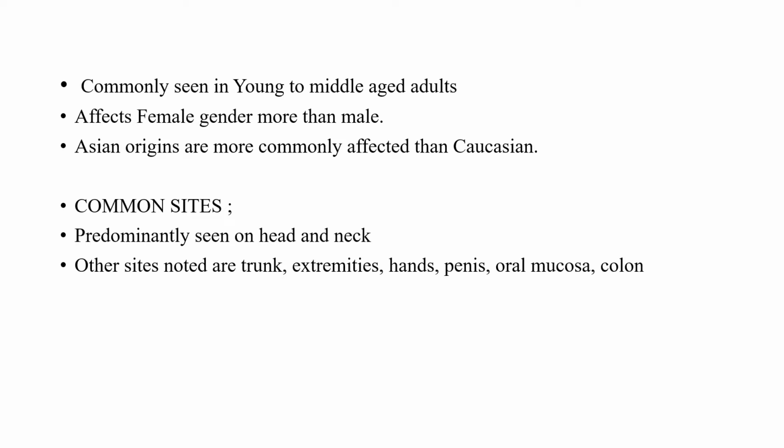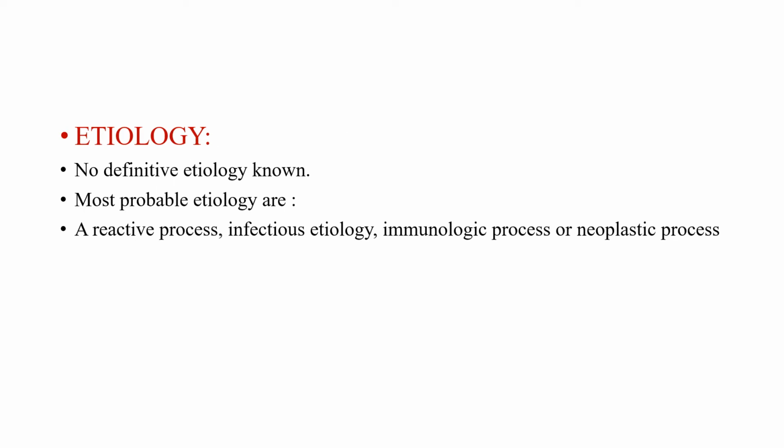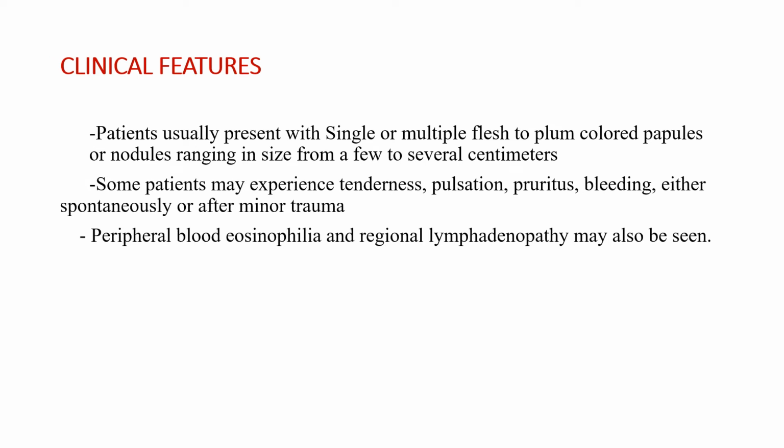Commonly seen in young to middle-aged adults, affects female gender more than male. Asian origins are more commonly affected than Caucasians. Common sites are predominantly the head and neck region. Other sites noted are trunk, extremities, hands, penis, oral mucosa and colon. Etiology: no definite etiology known so far. Most probable etiologies thought are a reactive process, infectious etiology, immunological process or neoplastic process.